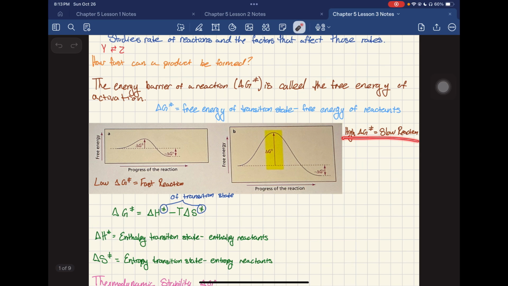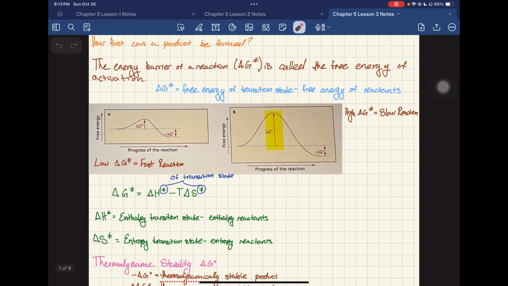High delta G plus plus is slow reaction. Plus plus is not the right word to use. We can just say high delta G plus equals slow reaction. So this right here is a slow reaction, while this right here is a fast reaction, right? Low delta G equals fast reaction.